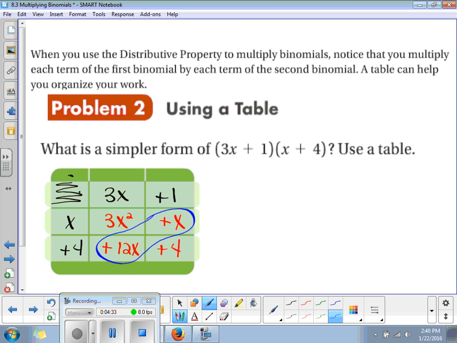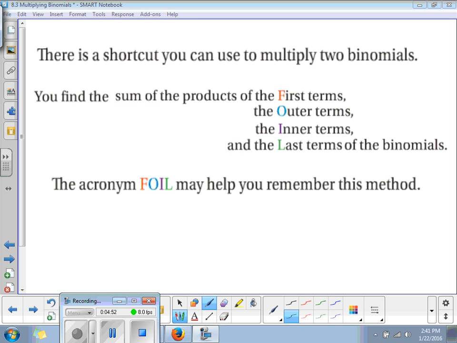Again, we put the like terms together. So your final answer will be 3x squared, 12x plus x is 13x, plus 4. And there's your final answer. One way was to use the distributive property. The second way was to use tables.